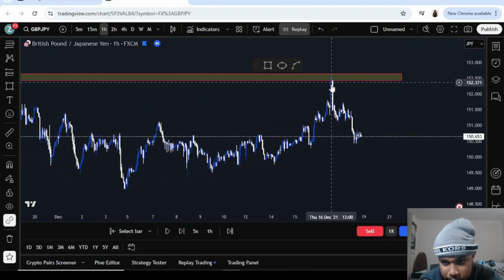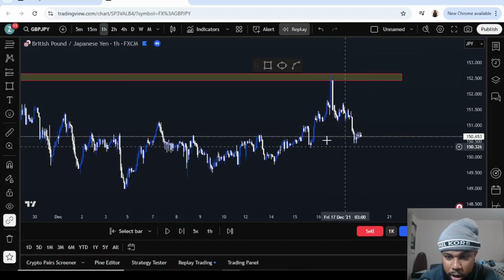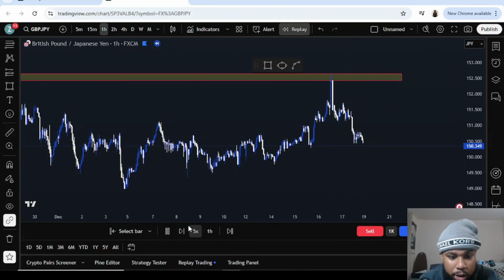So right here we actually had a head and shoulders. So that dropped. I actually missed that before I continued, but we did have a head and shoulders, so that was a missed sell opportunity. I would have missed that trade.